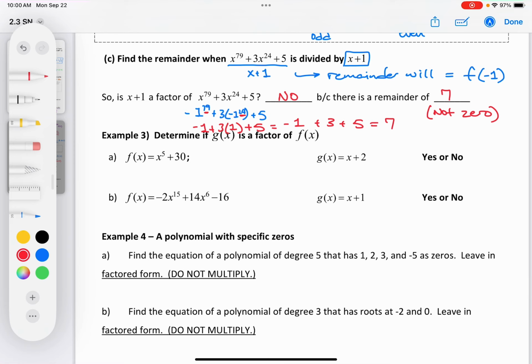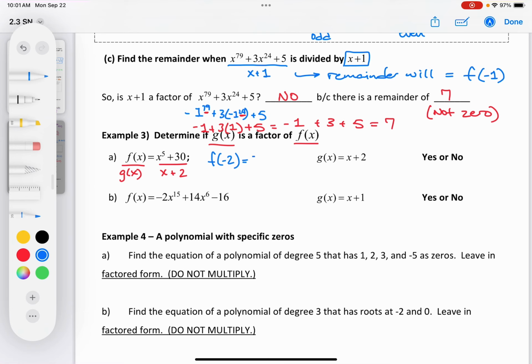So we have some more here. Determine if g of x is a factor of f of x. So pretty much what we're looking at here is still that remainder theorem. If I plug my divisor in and I get anything other than 0 as my output, it's not a factor. So g of x, factor of f of x. So pretty much what we're saying is f of x over g of x, over x plus 2. Now, you could divide this out, or you can use that remainder theorem and say that f of negative 2 will give me my remainder.